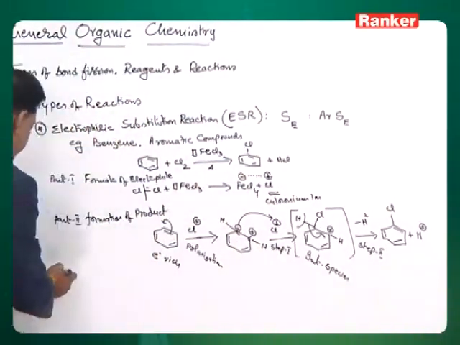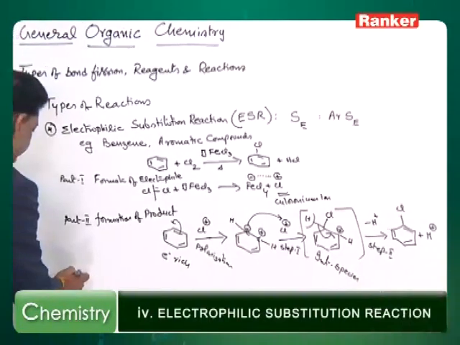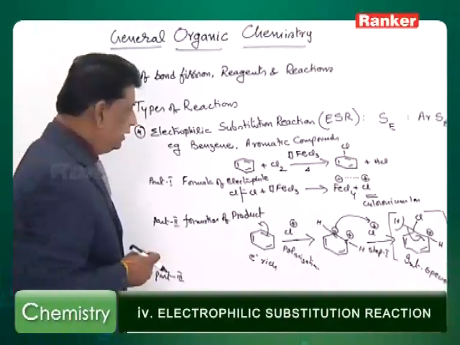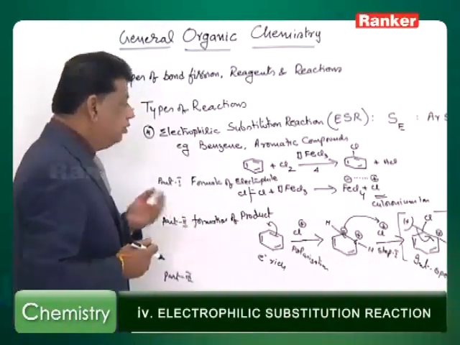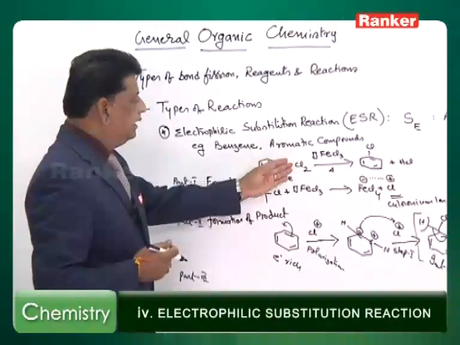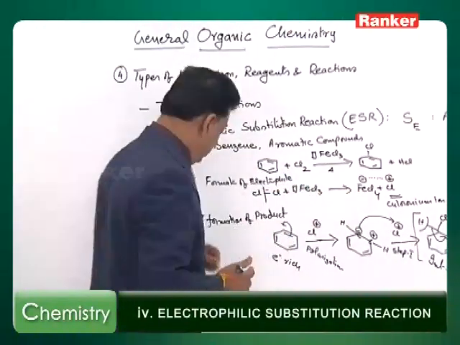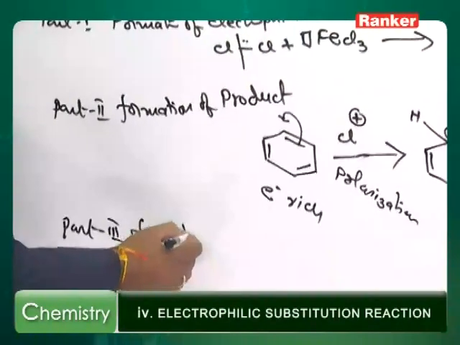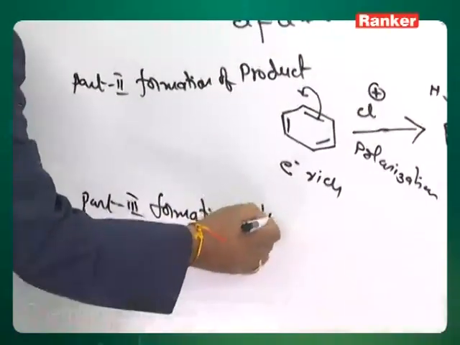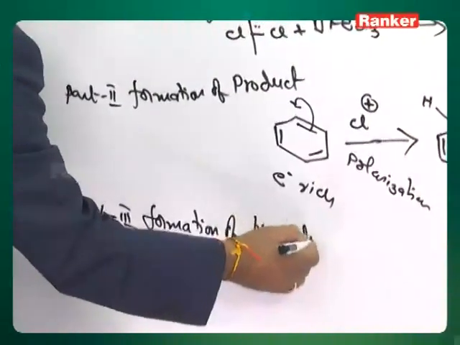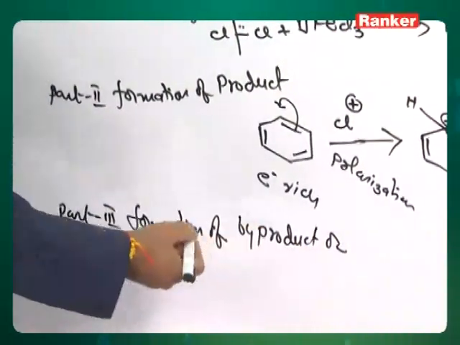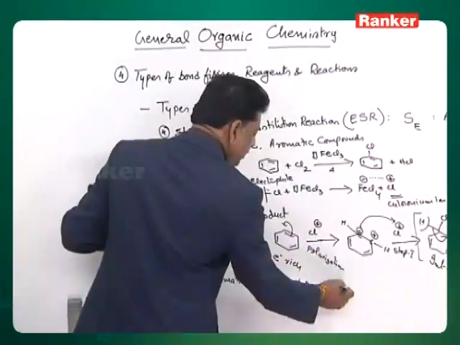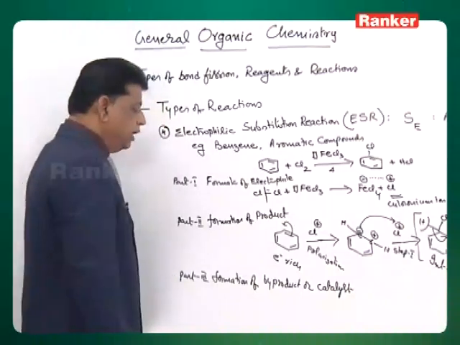That H plus, I am continuing to show, is another part which is not important for the mechanism, but still, where the H plus goes: the H plus and the Cl minus which is held with the ferric chloride react. That is the formation of a byproduct, that is HCl formation, or the formation of the catalyst also, you can say. The catalyst formation also, nothing wrong in saying that.